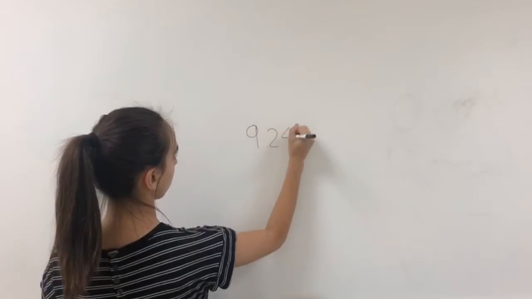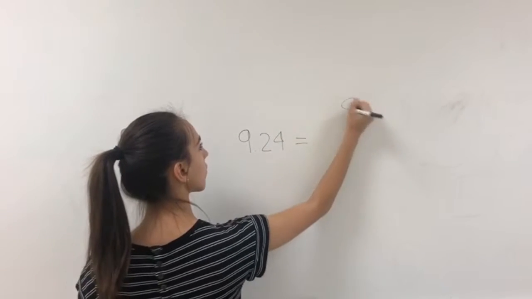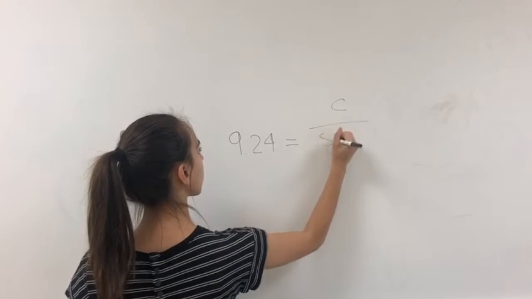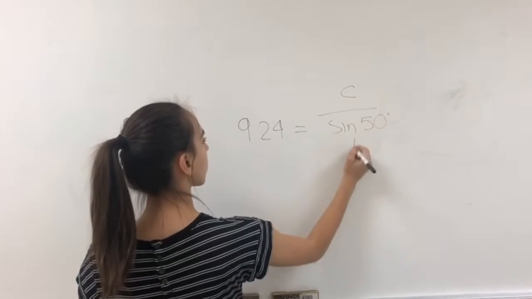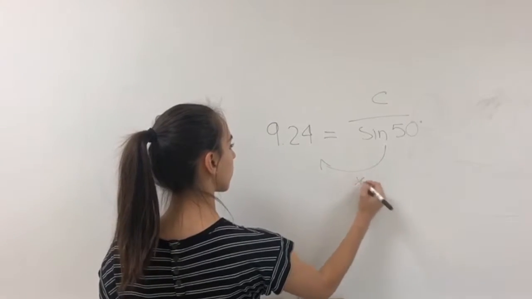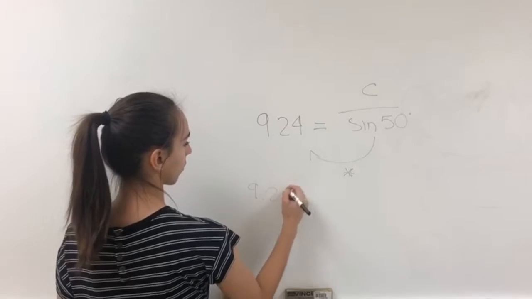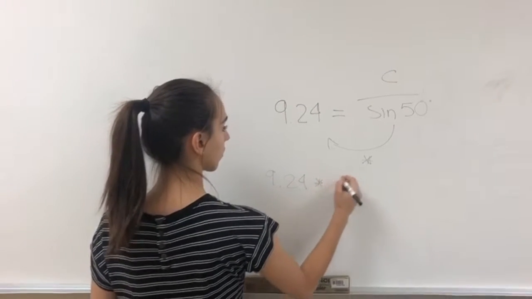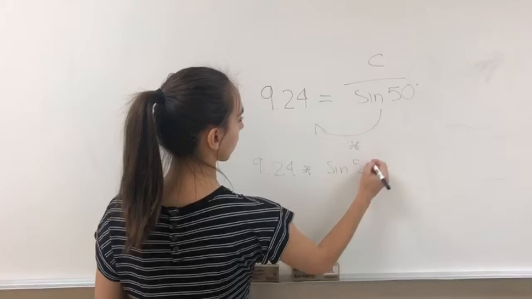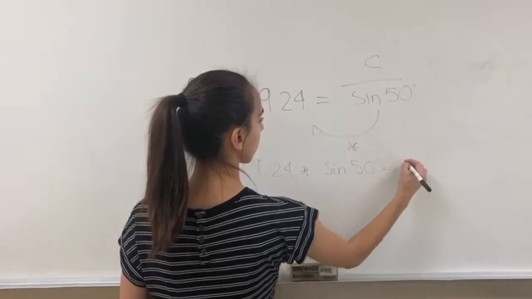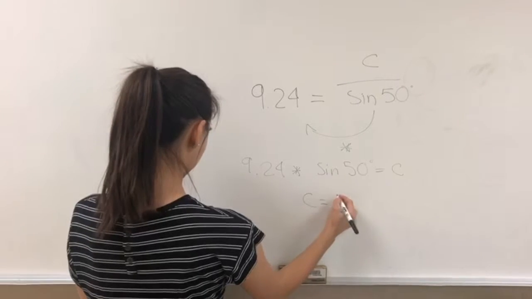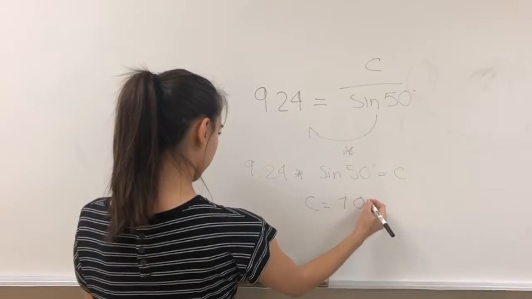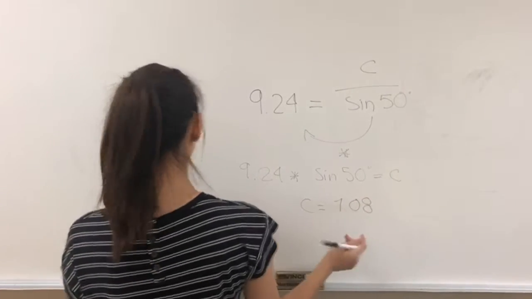So the only side that we're missing is the side of C, which we are going to use 9.24 equals C over sine of 50. The sine of 50 goes multiplying, and so 9.24 times sine of 50, which equals 7.08.